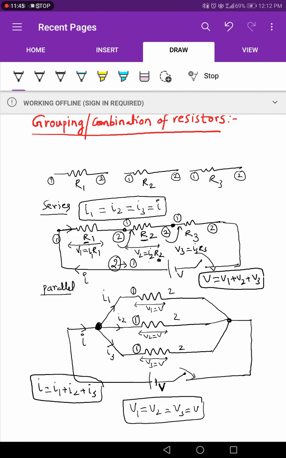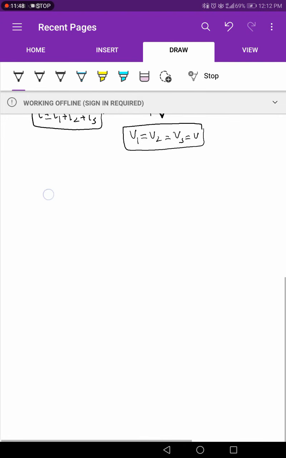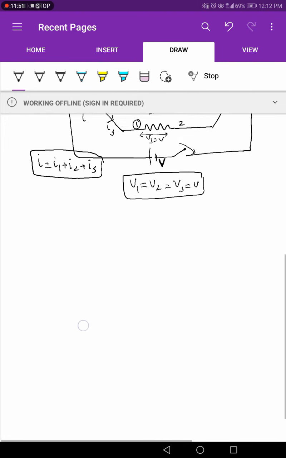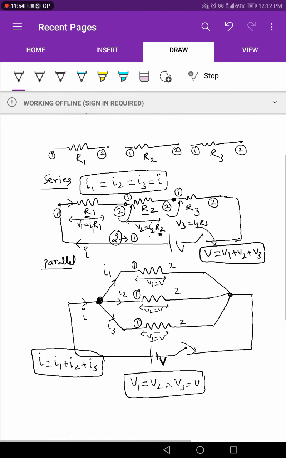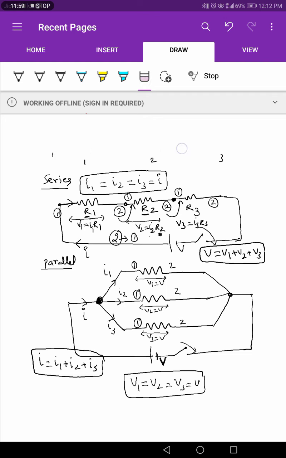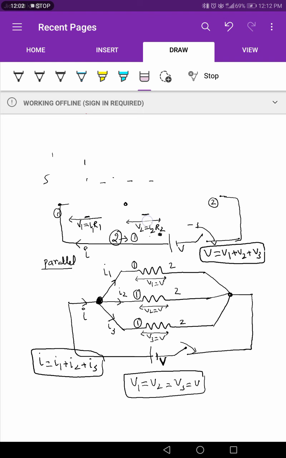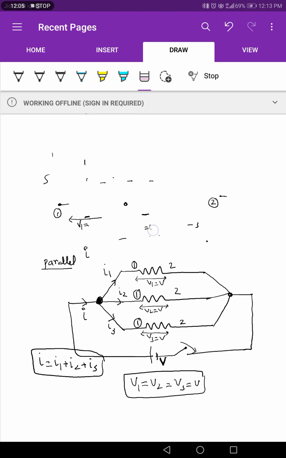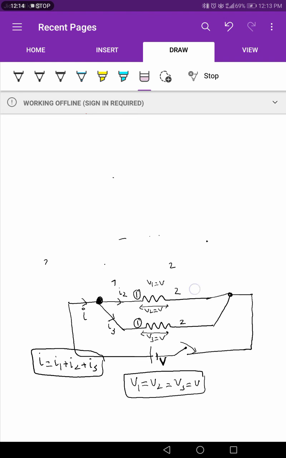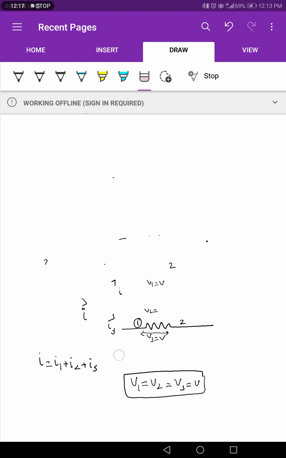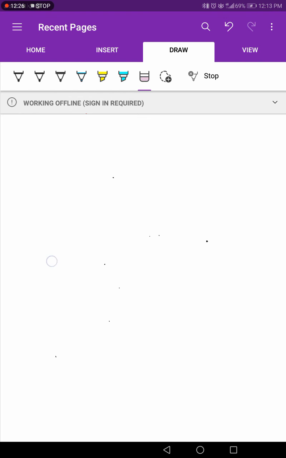Now let us keep the heading for series combination of resistors. I am clearing this. If you want, you can pause the video and copy in your notes. Everyone has to copy, and after listening to the class you have to send the notes. Let's keep the heading: series combination of resistors, hyphen, effective resistance.